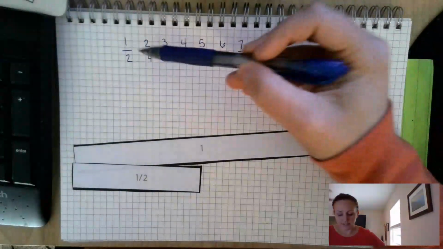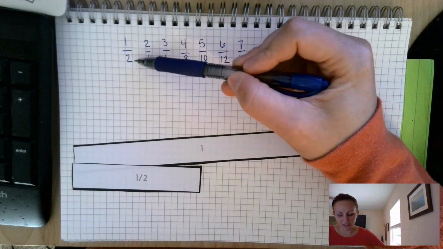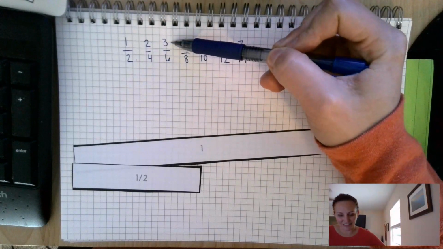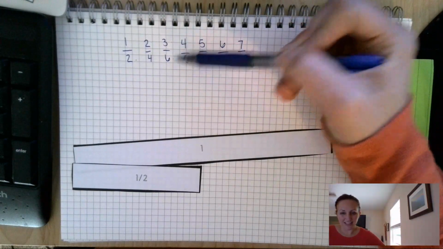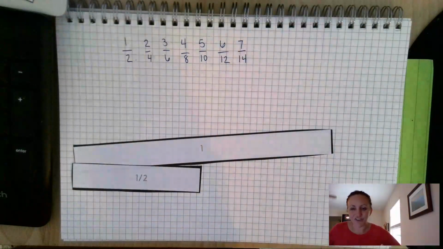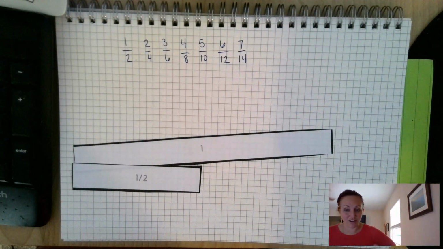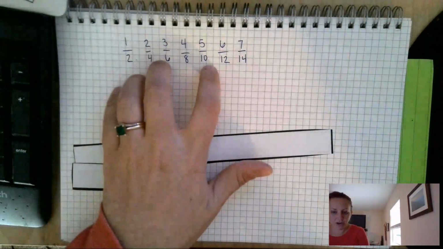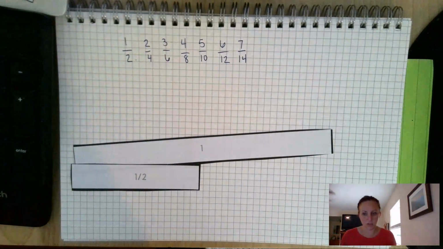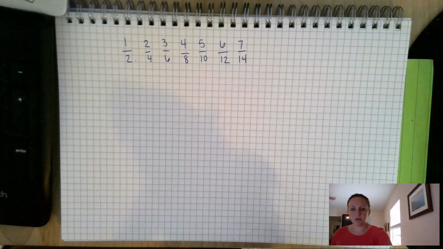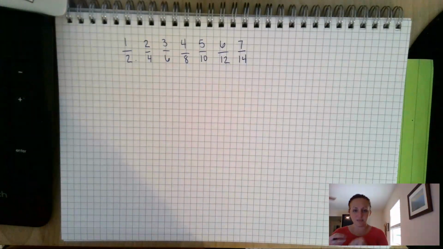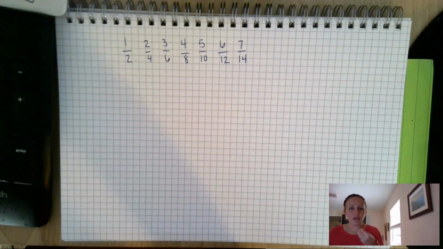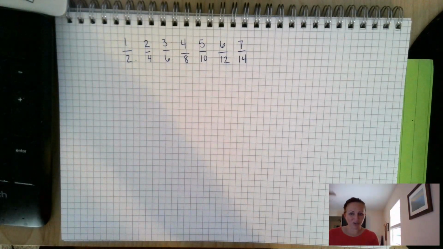What do I notice? If I take my numerator and multiply it by 2, I get the denominator. That is always going to be the case for a fraction that's equal to 1/2. So it makes it really easy to take other fractions and compare them to 1/2, or to compare them to one whole, right? So remember, fractions that are equivalent to one whole have the same numerator and denominator. Fractions that are equivalent to 1/2 have a numerator that, if I multiply it by 2, equals the denominator.